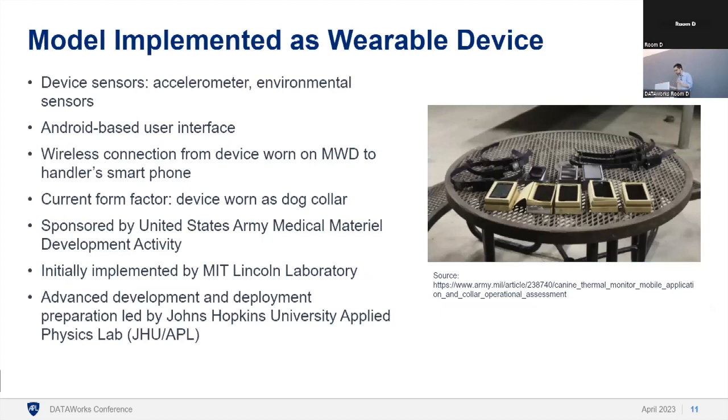Okay, so in order to move toward deployment, the algorithm was initially implemented by MIT Lincoln Labs as a device worn on the dog as a collar. So currently my organization, APL, is leading an advanced development phase in which we've added an Android interface that's wirelessly connected to the sensor that the dog wears, most likely still as a collar. And we're also validating the system for its operational readiness.